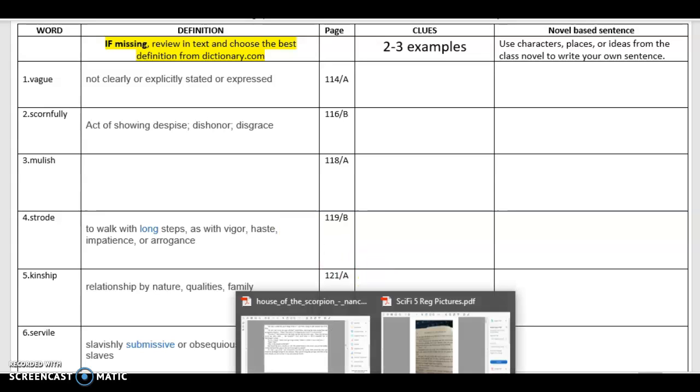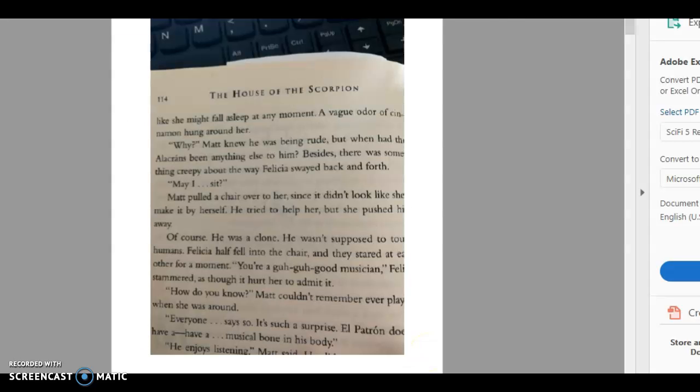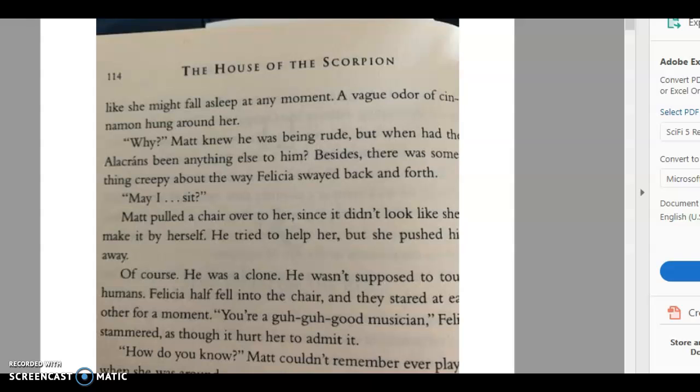And so I have also provided you all of the pictures for this. And so if you look, there's the word right there. A vague odor of cinnamon hung around her. Why? Matt knew he was being rude when he had all her crowns been anything else to him.